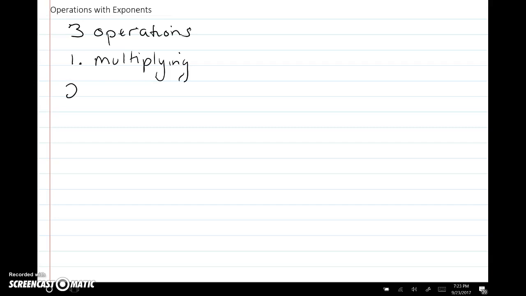We're going to review some operations with exponents. Now there are 3 operations we can do with exponents. The first is multiplying. Second is dividing. And the third is called power to a power. So let's jump right in and let's start with multiplying.